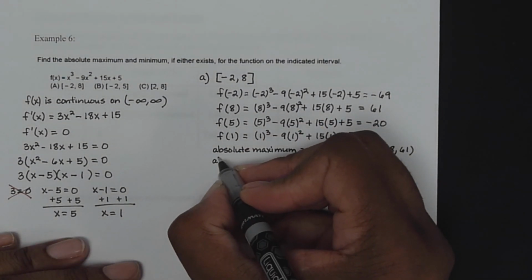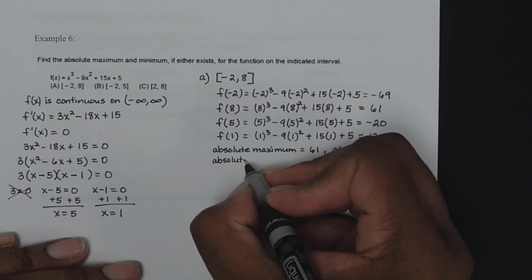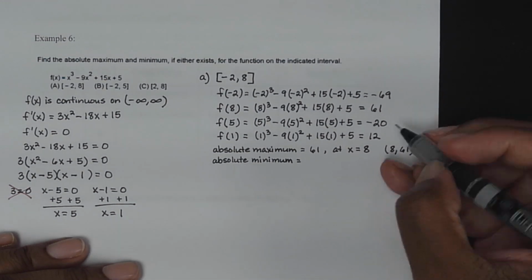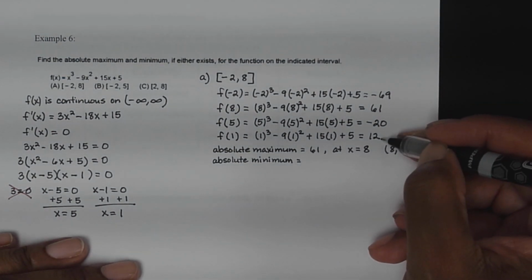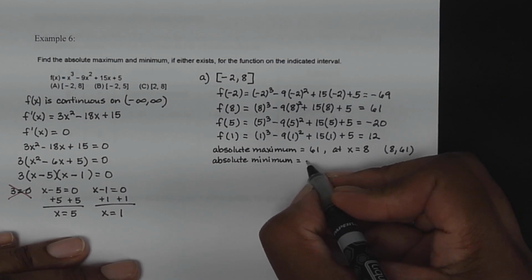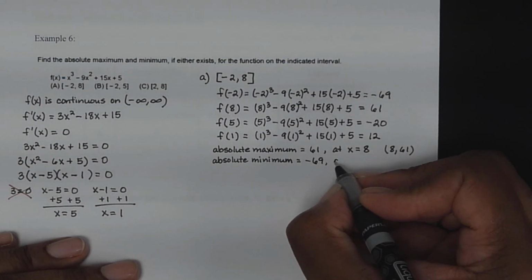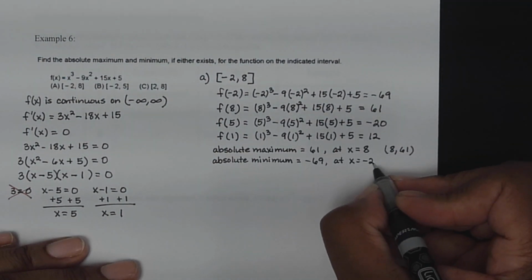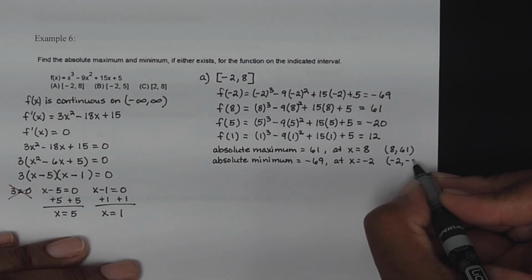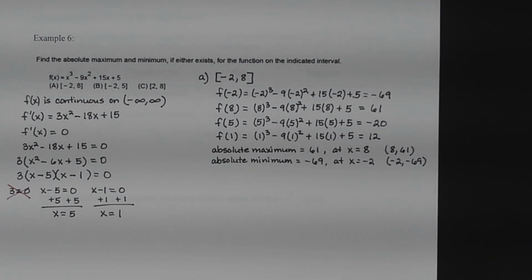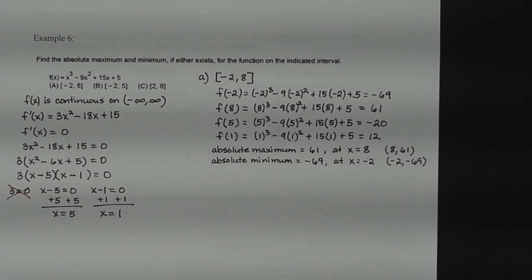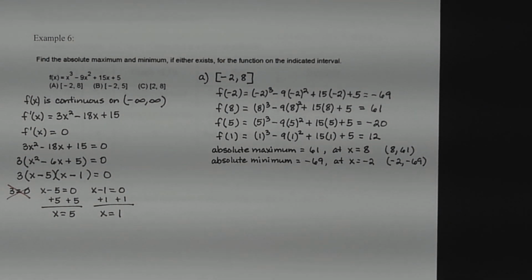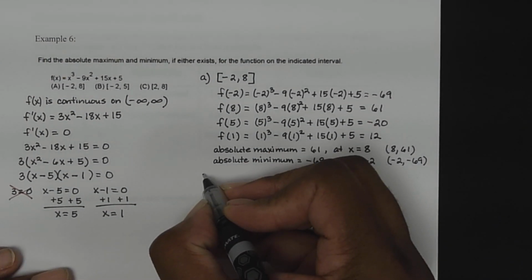And now your absolute minimum. That's the smallest of these values here. In this case, it's going to be negative 69. So your absolute minimum is negative 69. It occurs at x equals, in this case, negative 2. And sometimes they like to use the ordered pair negative 2, negative 69 to indicate the absolute minimum. Okay, so that's part A, just identifying the absolute minimum and maximum for the interval negative 2, 8.